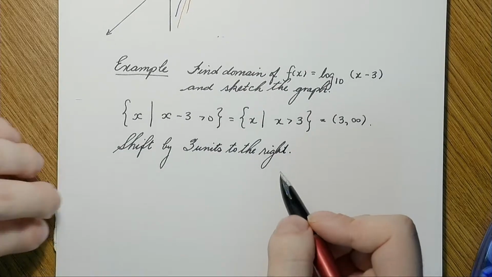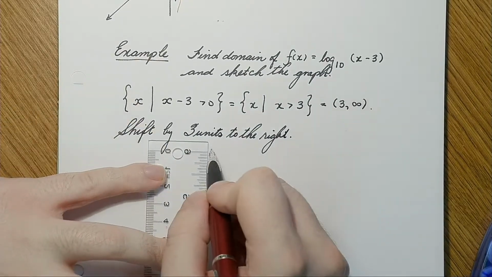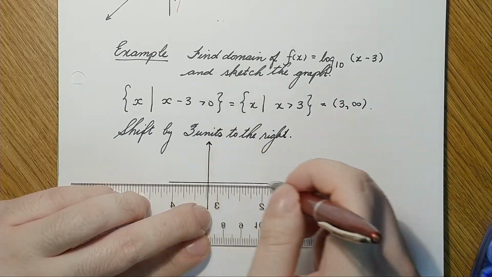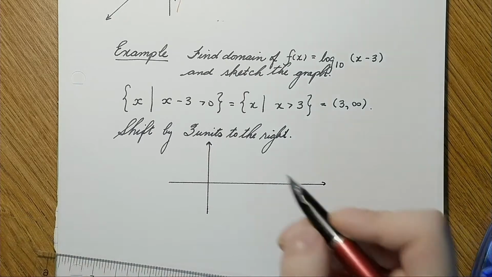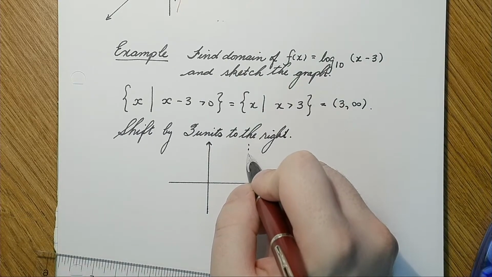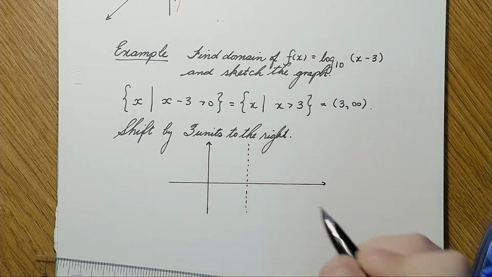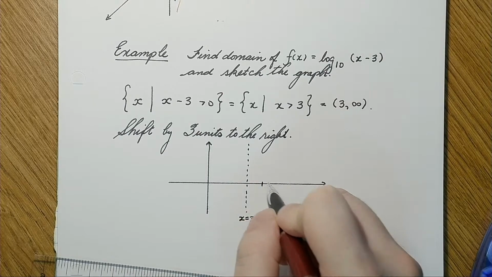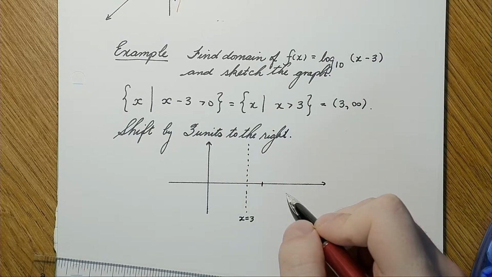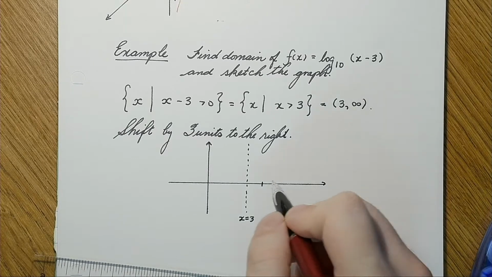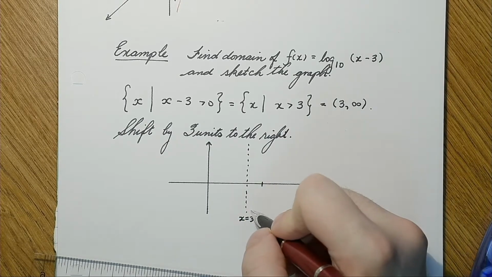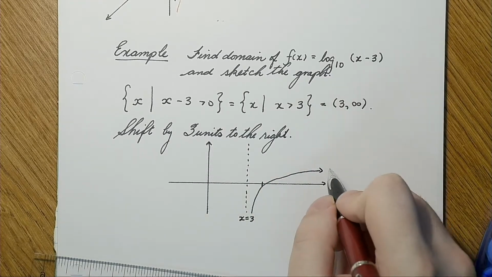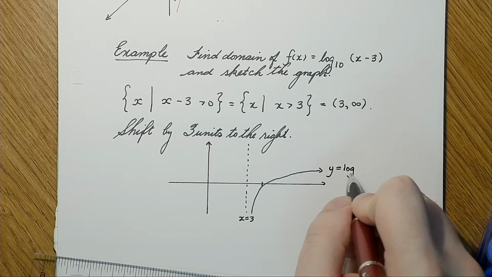And you don't have to do a really amazing sketch at this point. What you just need to do is draw in our vertical asymptote, which is x equals 3. Another thing that we know is that it has to cross the x-axis one unit over from that vertical asymptote. So that's it, and there is our sketch.